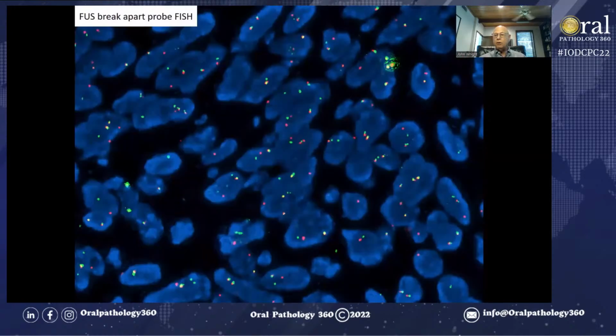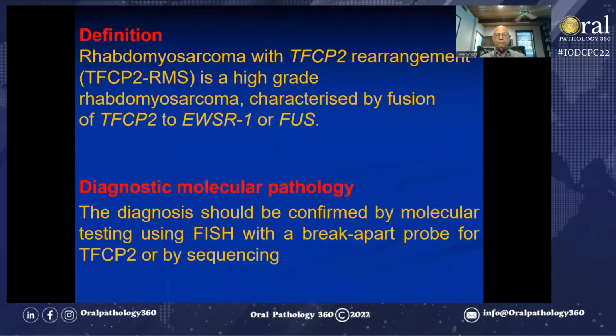The definitive diagnosis, unfortunately, is going to have to come from molecular. And it's going to have to be done by sequencing or FISH, but you can see the break apart probe here. And that is not available worldwide in a lot of places. So certainly if you have access to this and have histology that looks like this coming out of bone, you could perform this test. But this is the only tumor in the classification that in fact is defined by its molecular footprint. And under the diagnostic molecular pathology, it really needs to be confirmed at the molecular level to definitively make that diagnosis.